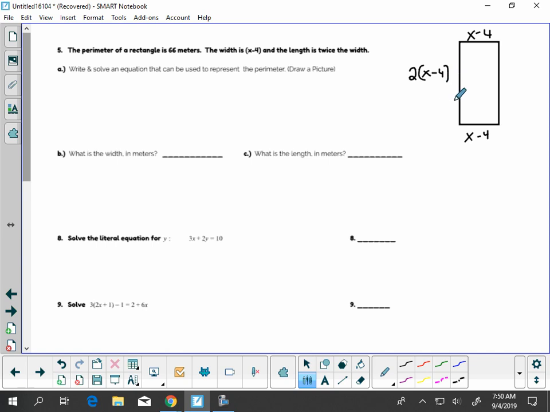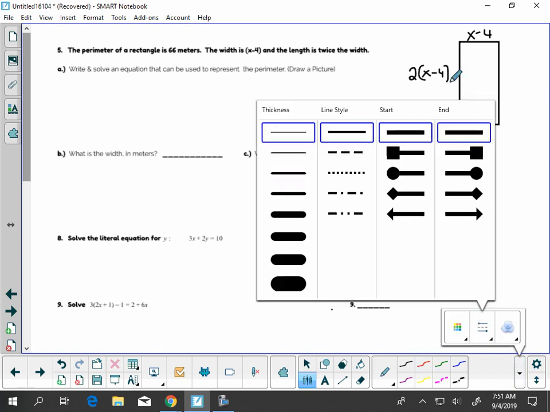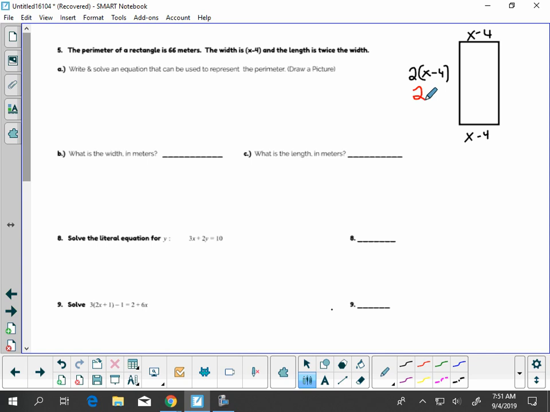Oh, I've got parentheses, so I'm going to use the distributive property. Oops, didn't mean to bring up the date there. And I'm going to write that in red. That's actually going to be 2x minus 8. And the same thing over on this side, 2x minus 8.